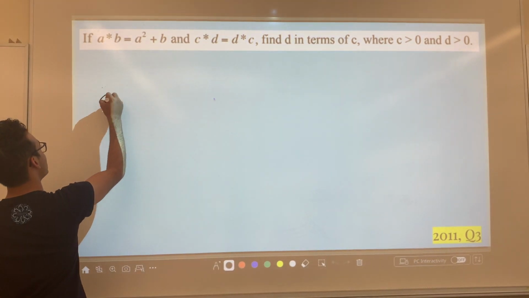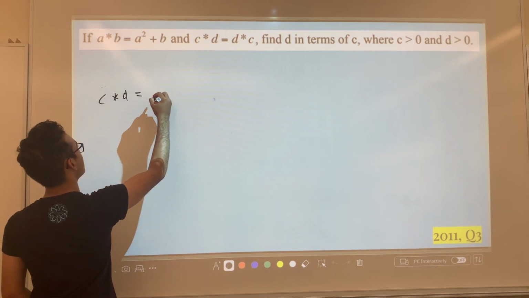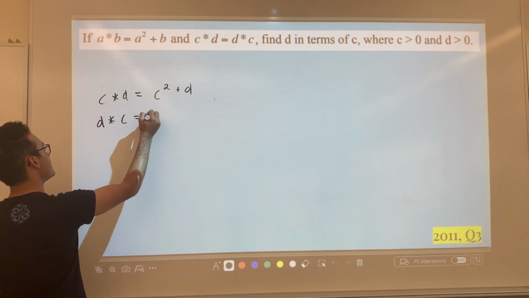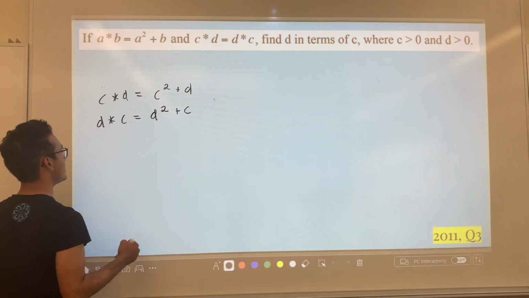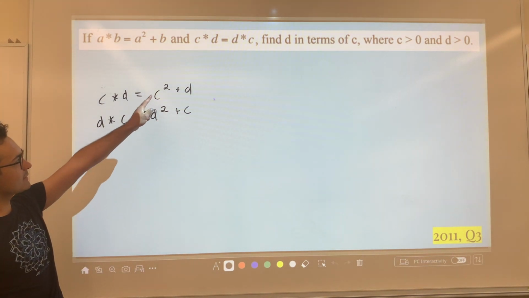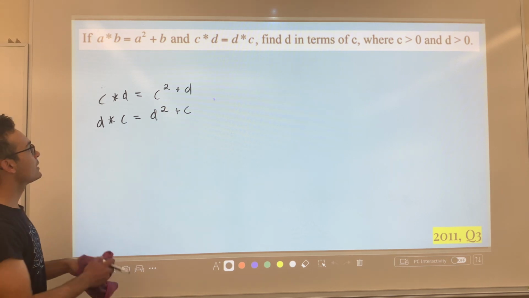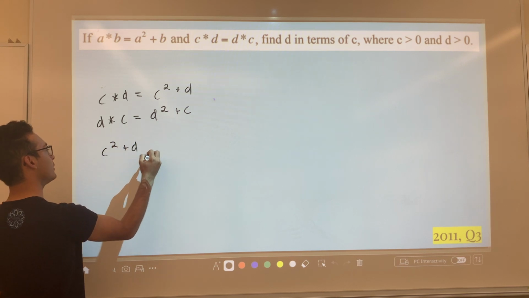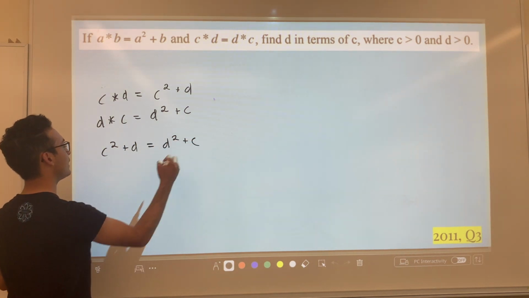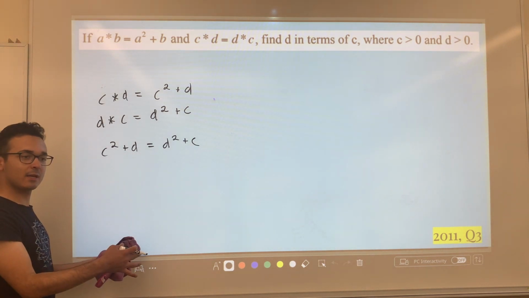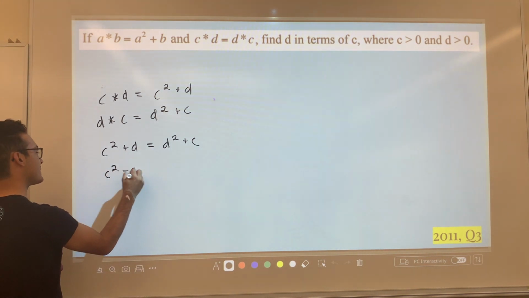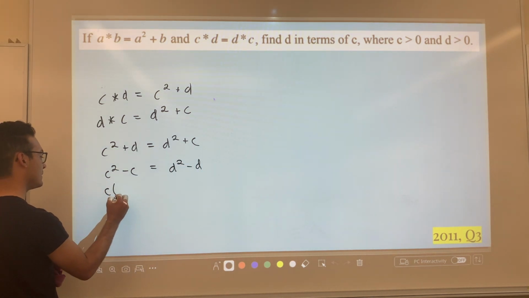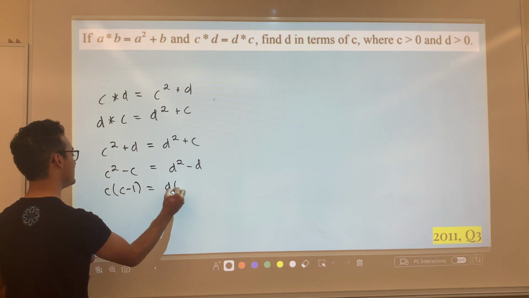Let's do that. So c star d is equal to c squared plus d. D star c is equal to d squared plus c. Up here in the problem, it says that c star d is equal to d star c. So we can then conclude that c squared plus d is equal to d squared plus c. Now my first thought is, okay, let's get all the c's together and all the d's together. So we get c squared minus c is equal to d squared minus d. We can factor out a c and a d. We get c times c minus 1 is equal to d times d minus 1.